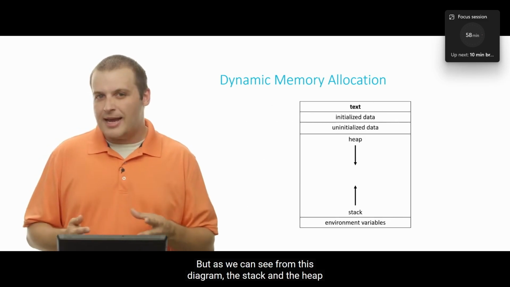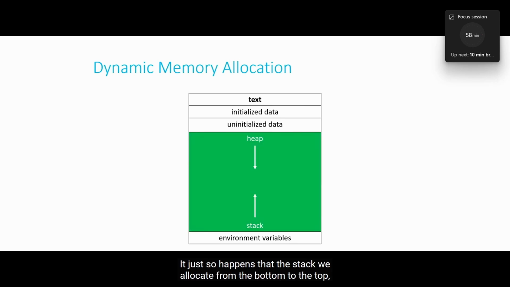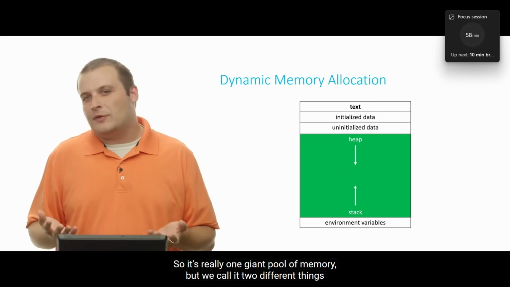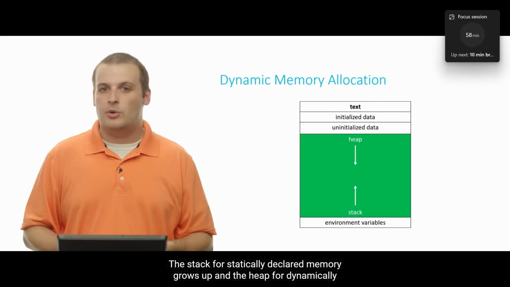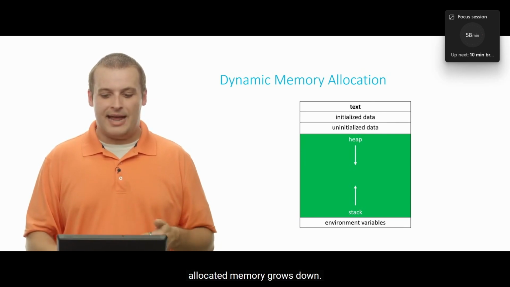But as we can see from this diagram, the stack and the heap are actually the same big chunk of memory. It just so happens that the stack we allocate from the bottom to the top, typically how we visualize it. So the stack memory addresses will be a bit lower numbers, and the heap will have higher numbers and they'll allocate downward. So it's really one giant pool of memory, but we call it two different things depending on how it's being used. The stack for statically declared memory grows up, and the heap for dynamically allocated memory grows down.